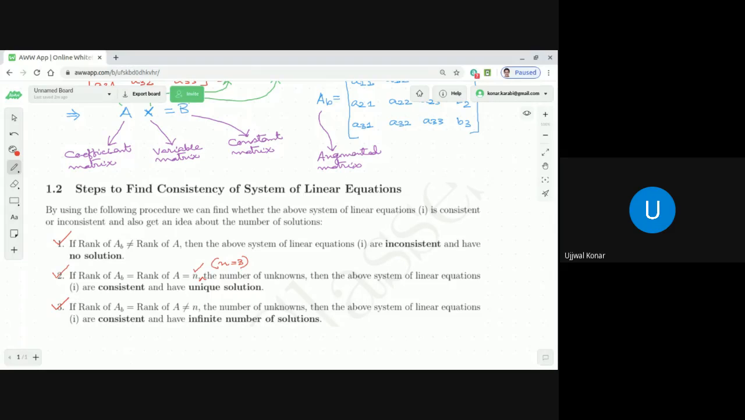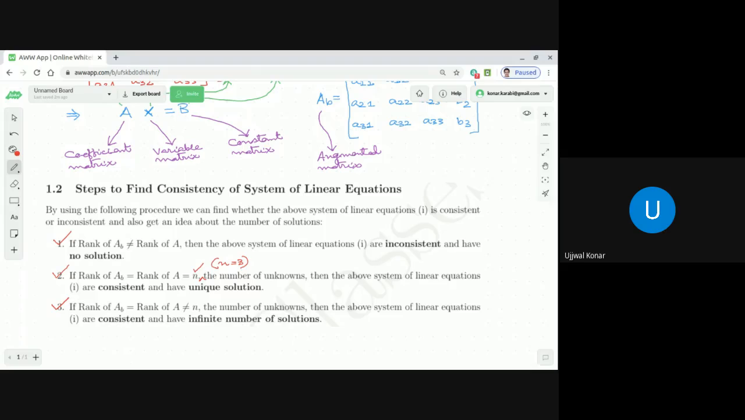If we see the rank of the augmented matrix is equal to the rank of the coefficient matrix, but that is not equal to the number of unknowns, actually, not equal to the number of unknowns means it should be less than the number of unknowns, then we say the system of linear equations is consistent but has an infinite number of solutions. That means we can have infinite values of x1, x2, x3 to satisfy the given set of linear equations.